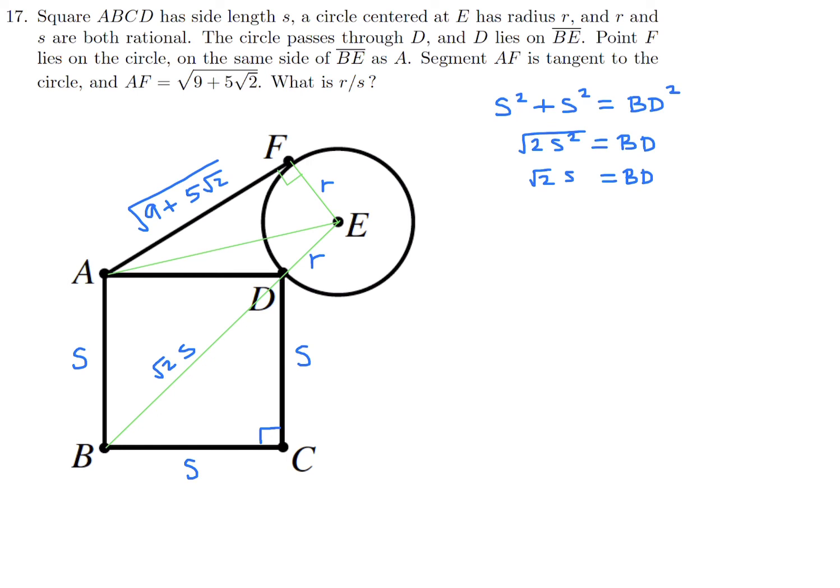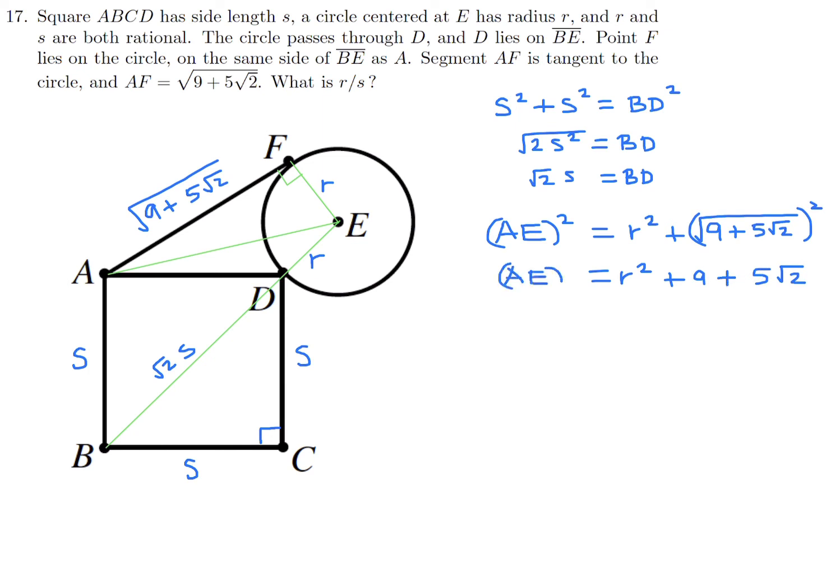Okay, now where do I go from here? Well, I think this relationship is going to help us, this right triangle, so let's use that. The hypotenuse is AE in this case, and that equals R squared plus the square root of 9 plus 5 root 2, all squared. And that just becomes R squared plus 9 plus 5 root 2, and that is AE squared. All right, so far so good.